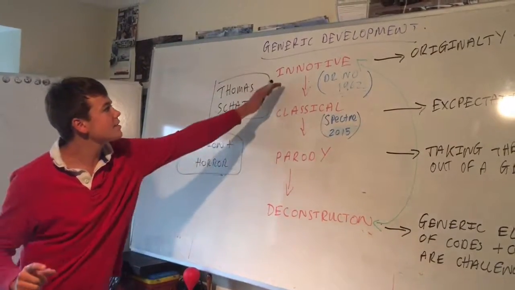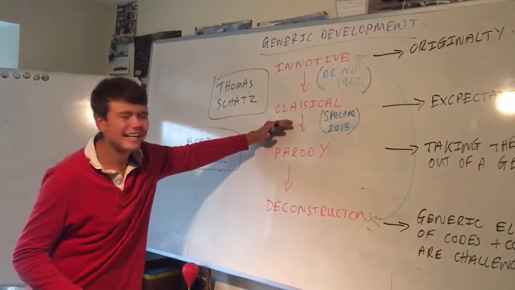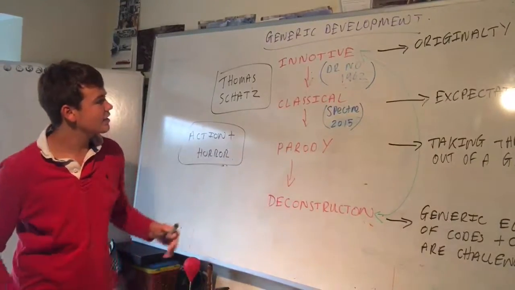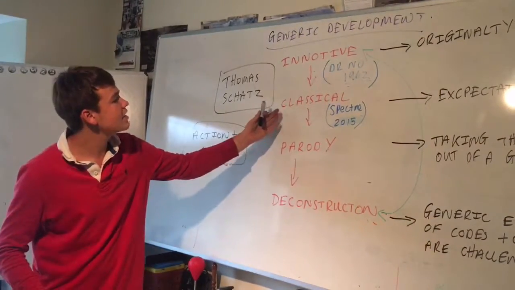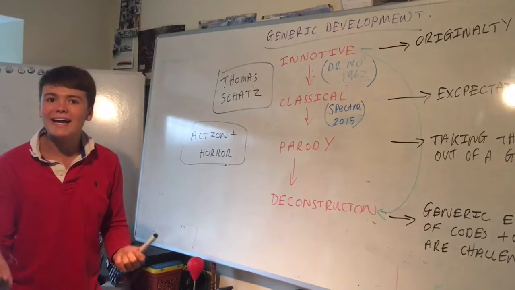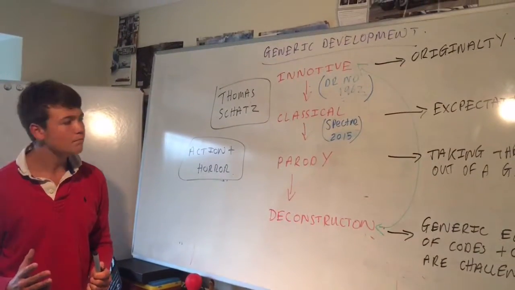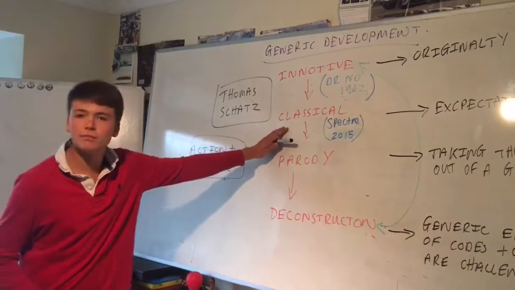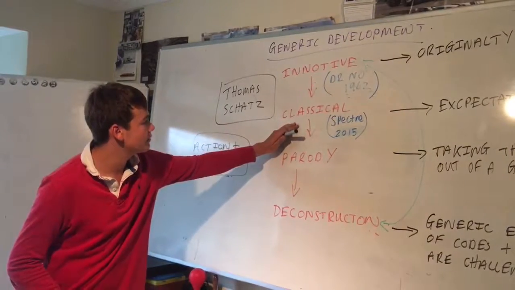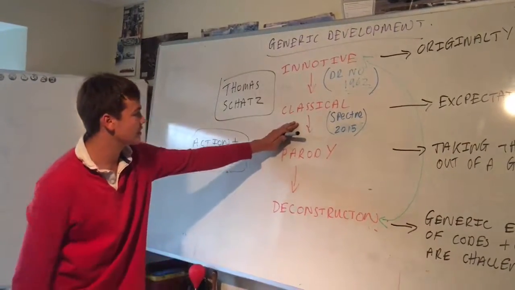Then, this becomes so popular that it becomes classical. Loads of directors and producers start making films similar to this. Therefore, we get an expectation. Okay? That's classical. Most films on the market today are classical films. We go in there knowing what's going to happen.